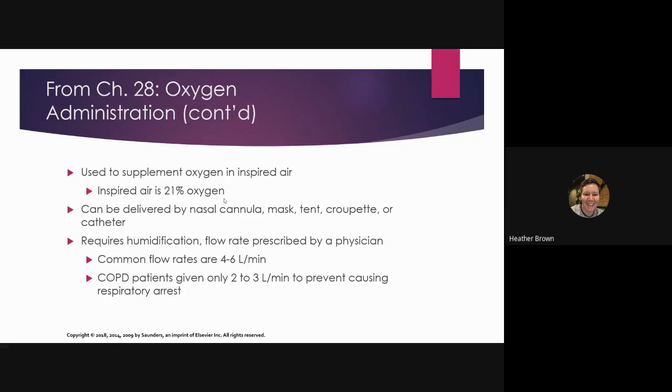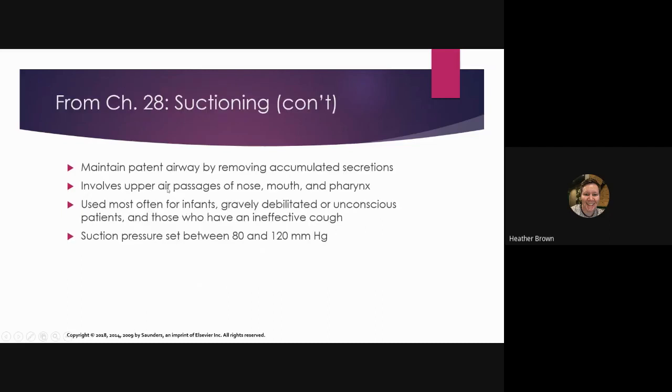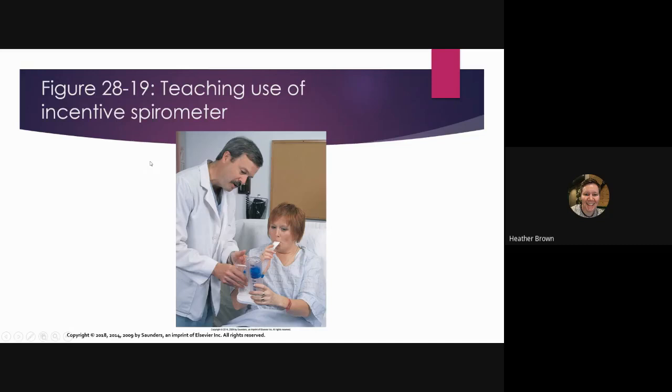Oxygen administration continued here. So here, the COPD patient is given 2 to 3 liters per minute, preventing respiratory arrest. Remember, these patients run off of a hypoxic drive. The low levels of oxygen stimulate them breathing, so we don't want to give them too much oxygen. Suctioning, we talked about suctioning. We have the suction pressure set between 80 and 120 on this slide. Remember, the best way to know if your patient needs suctioning is to go ahead and take a listen to those lung sounds, okay? Listen to those lung sounds.